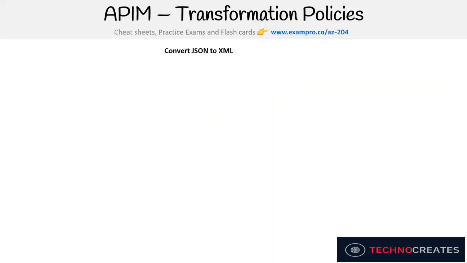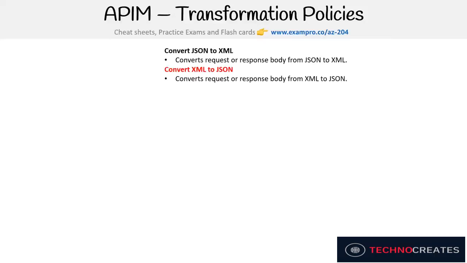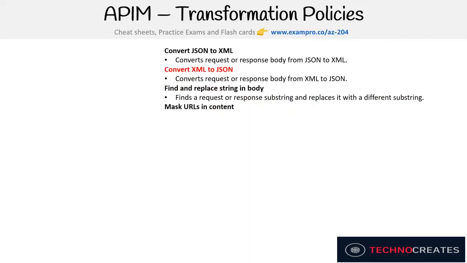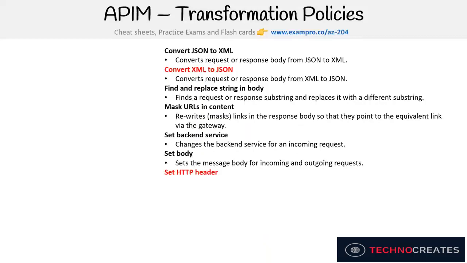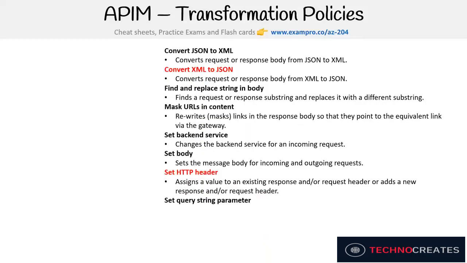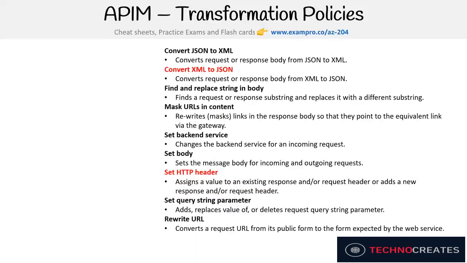Transformation policies: convert JSON to XML, converts request to response bodies from JSON to XML, convert XML to JSON. You get it. Find or replace a string in a body, mask URL in the content, set backend service, set body. These are very clear. Set HTTP header, set query string parameter. If you want to read these, you can, but they're very straightforward. Rewrite URL. That's probably a very popular one, but maybe the example is too large, so I don't show it here. Transform XML and XSLT.